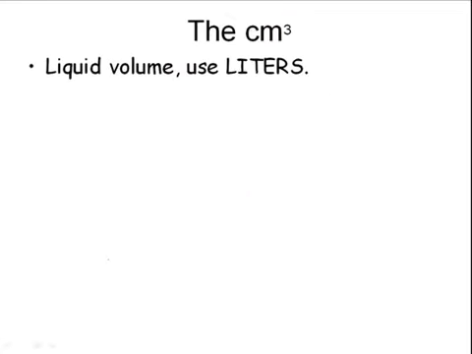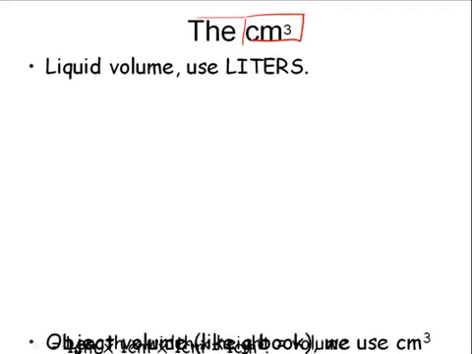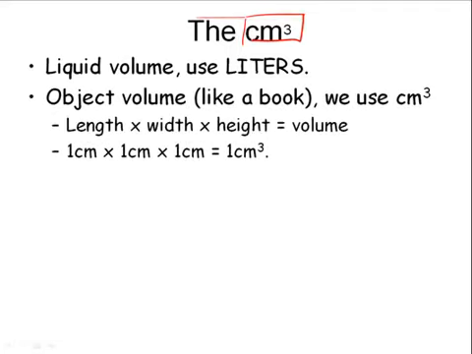So there's this centimeter cubed idea which refers to volume. So sometimes we'll use centimeters cubed, sometimes we'll use liters. For an object, like a book, we'll use centimeters cubed, which equals length times width times height. When we have centimeters times centimeters times centimeters, you'll get centimeters cubed. One conversion you need to know is 1 milliliter equals 1 centimeter cubed.